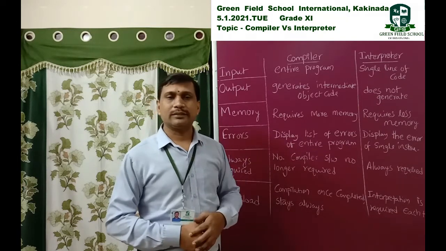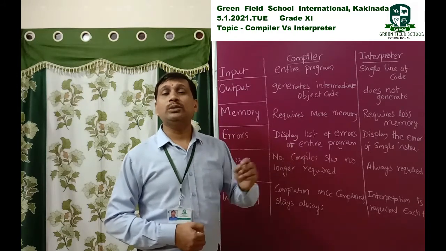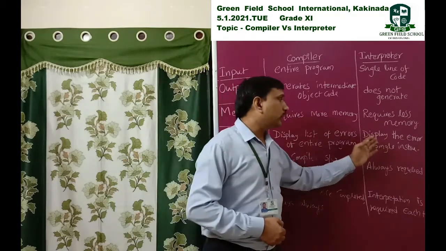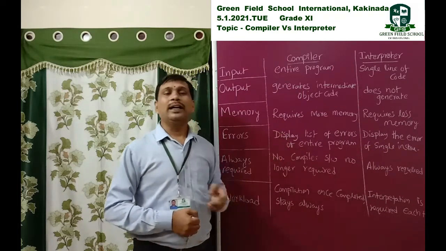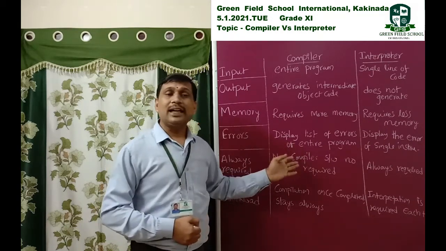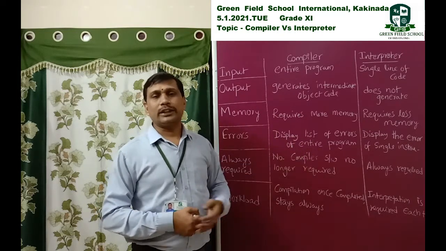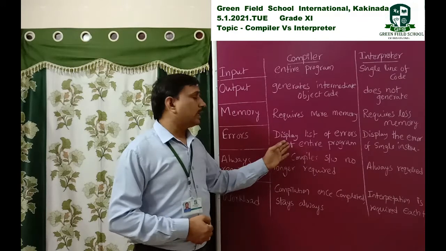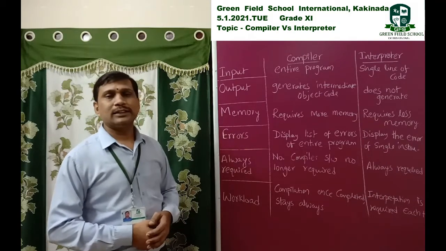If any error is there, then it displays that error. So it displays only one error at a time. That is the concept here. So it displays the error of a single instruction at a time, but in compilation it displays all the errors at a time, with the error number and where it is located, that is the error line number, and the required error information, for the entire program. So that is the concept regarding errors.